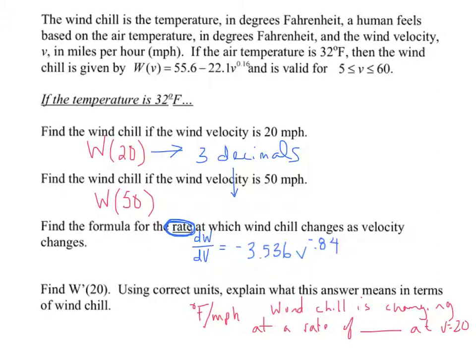The one other thing I should tell you is that this answer comes out to be negative. So it's negative something, which makes sense because as the velocity of the wind increases, the wind chill should be decreasing. It should be feeling colder. So again, a derivative is just telling us the rate of change. In context, it means the wind chill is changing at a rate of whatever our answer was at the point that we plugged in.